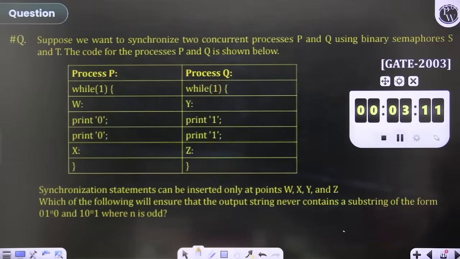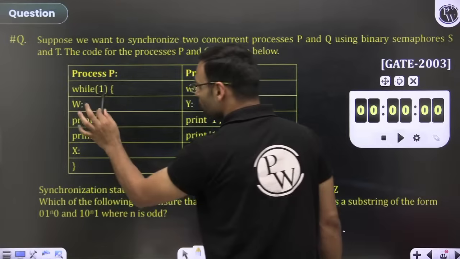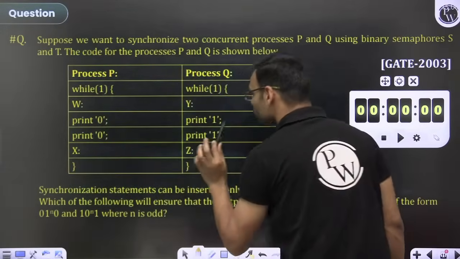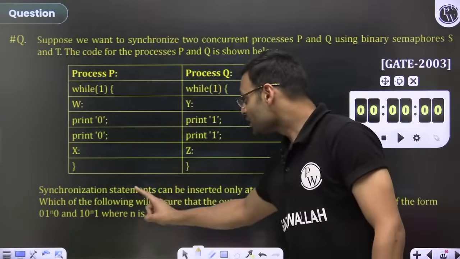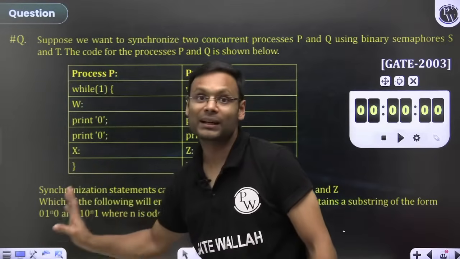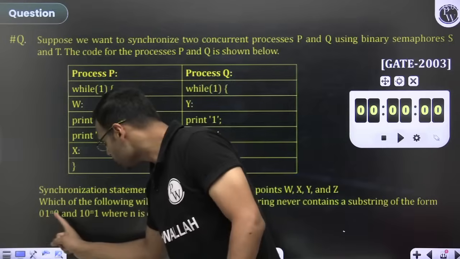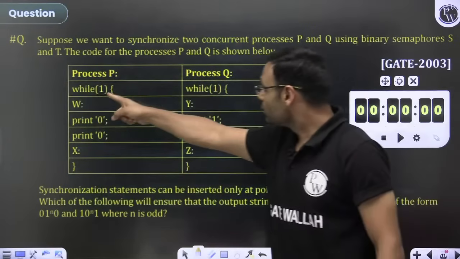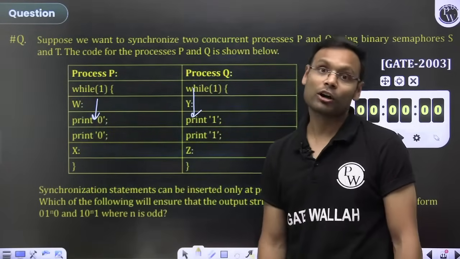See, exactly what the question says. Same processes P and Q. P is printing 2 times 0. Q is printing 2 times 1. This question says that I just do not want any number of 1s printed between two zeros. But you tell me, how is it possible? Between two zeros, a 1 can print. How is it possible? If both the processes can enter into the execution concurrently.